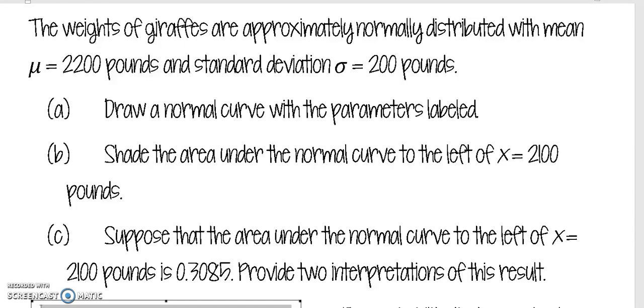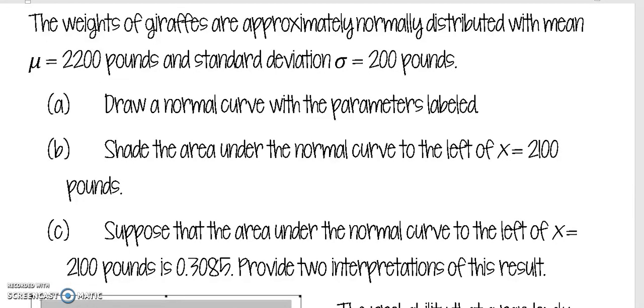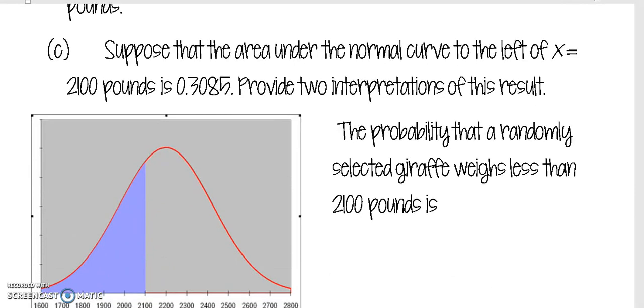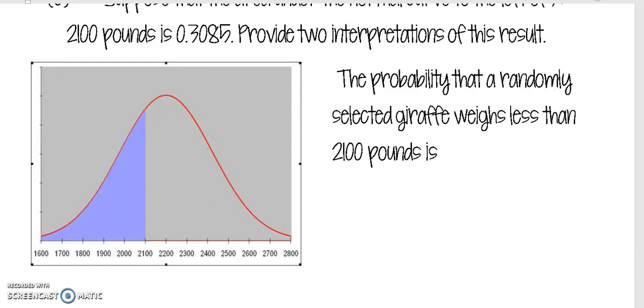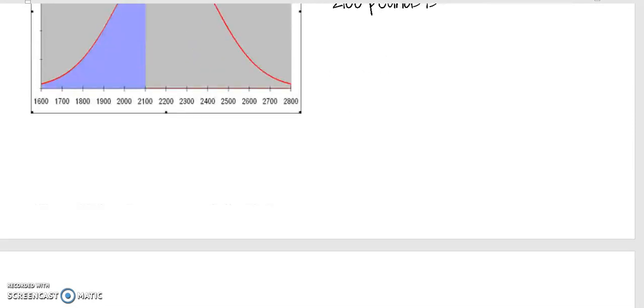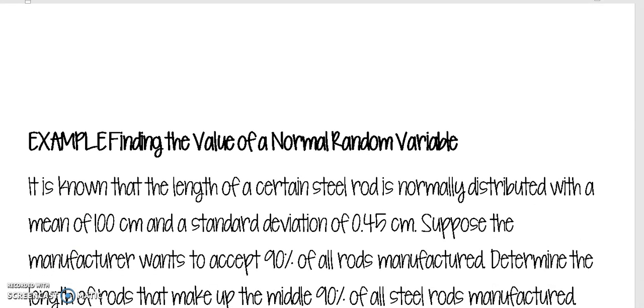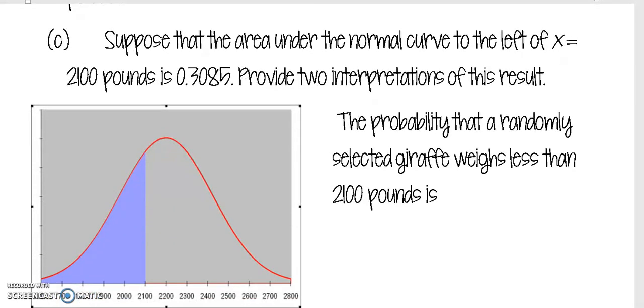That is, center it at 2200. Then he asks us to shade the area under the curve to the left of 2100. And he says that the area under the curve to the left of x equals 2100 is 0.3085 and asks us to provide two interpretations. So in his slides, he provides us with the requested picture, and we need two interpretations.